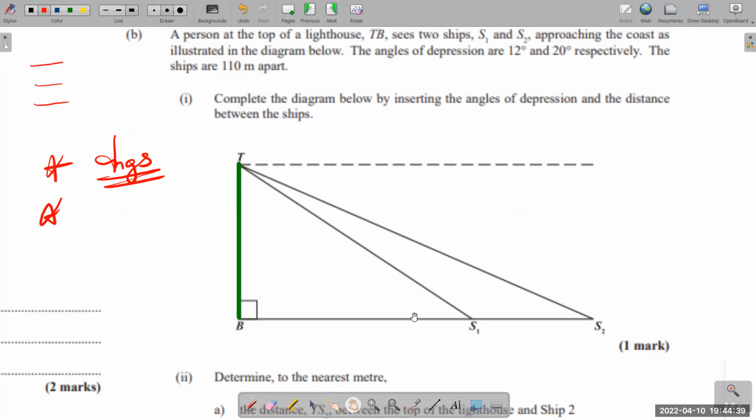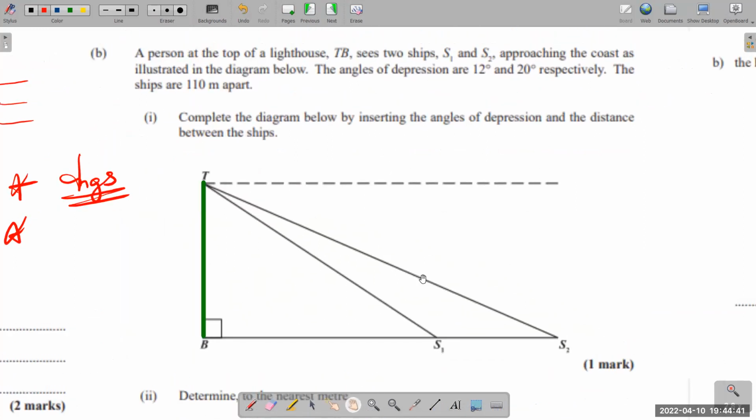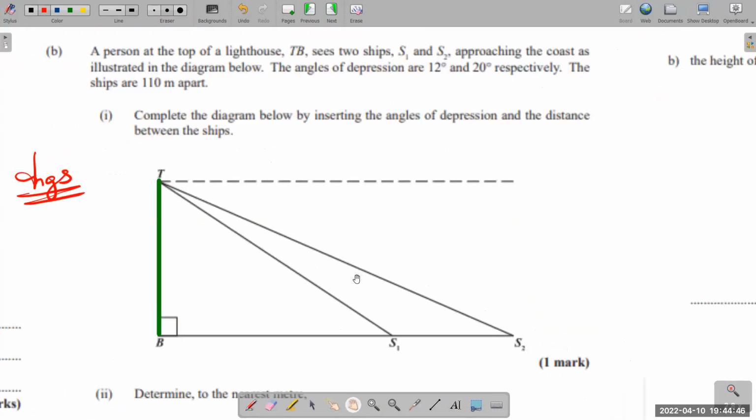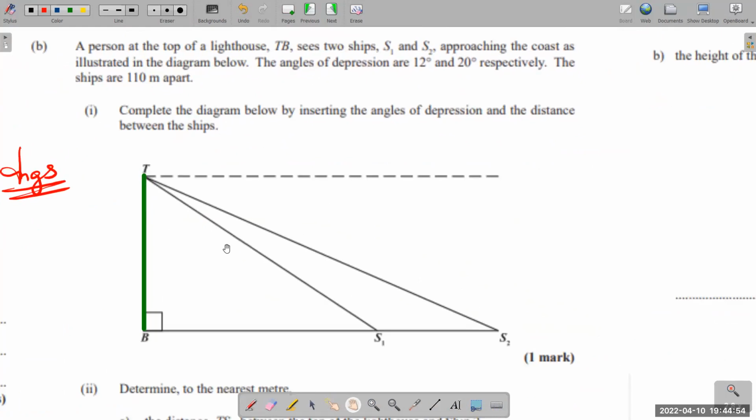Now, as we've noticed, you realize there's no information on this. So that is the tricky part now. That's the part where students go wrong because they're unable to translate the information from words into the diagram. So let's do that together. A person at the top of a lighthouse. So let's ask this question. Is it depression or elevation if the person is at the top? Remember, it's depression because if the person is at the top, they're going to be looking down.